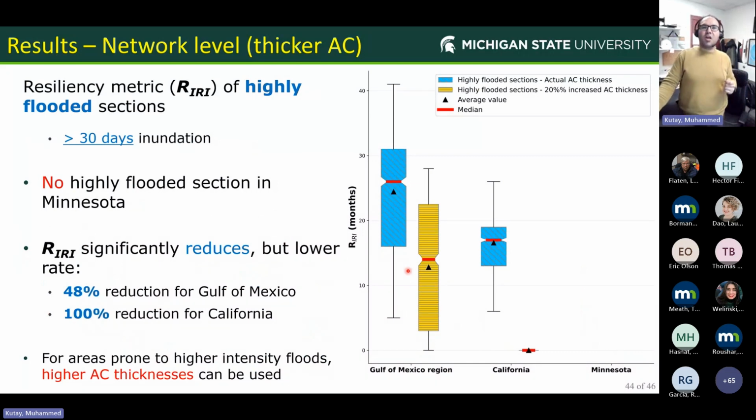the resilient metric is higher, which means that you are losing more months in service life, still increasing by 20% in the Gulf of Mexico can improve the resiliency to the flooding by about 50%. And in California, because we have thicker pavements, again, the resiliency is totally worse. But still in the Gulf of Mexico and still for highly flooded sections, we have about 50% improvement as well.